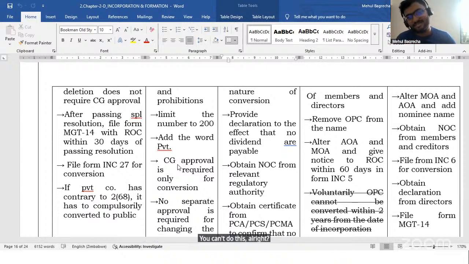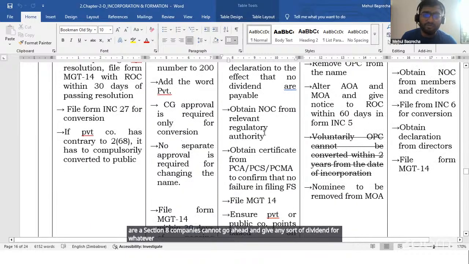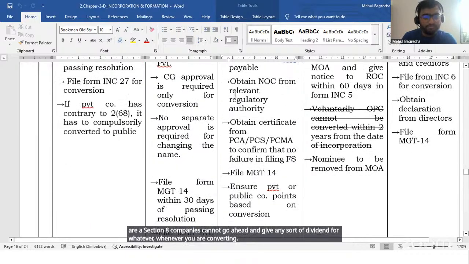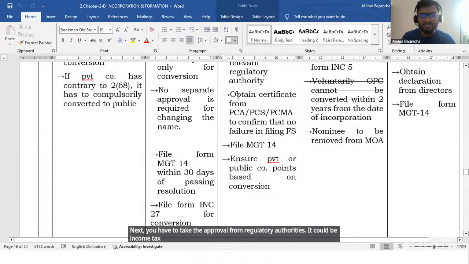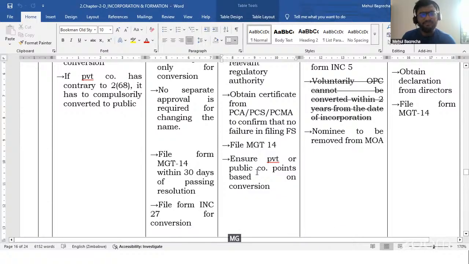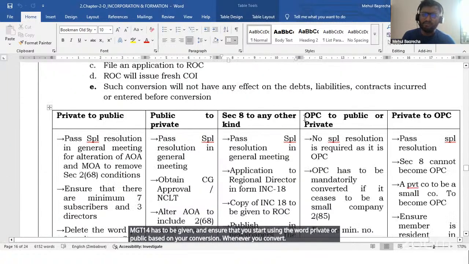That is exactly the next condition. Companies which are Section 8 companies cannot go ahead and give any sort of dividend whenever you are converting. Next, you have to take the approval from regulatory authorities. It could be income tax authorities or whoever it is. All right. Then you have to obtain a certificate from a CA, CS or CMA that you have not failed to file financial statement. MGT 14 has to be given, and ensure that you start using the word private or public based on your conversion. Whenever you convert, you can do it, but you can't declare dividend.